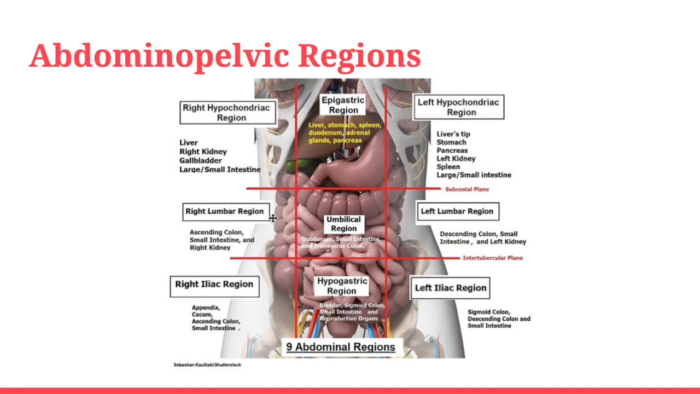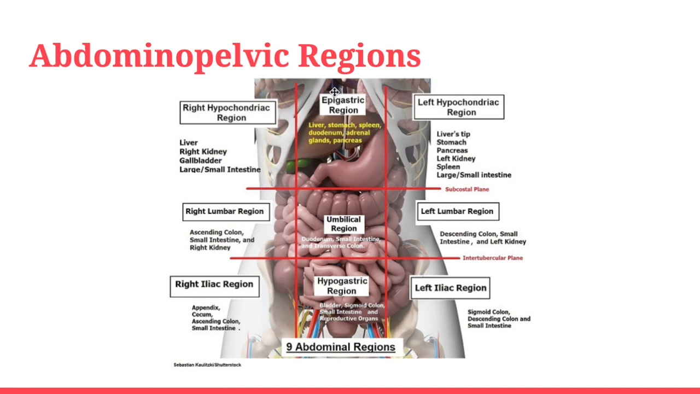The right lumbar region includes the ascending colon, which is this part right here, part of the small intestine, and the right kidney, which again would be back here. You can't see it. Right iliac is going to have the appendix, which you can kind of see hanging down here. The cecum, which is this part of the large intestine, part of the ascending colon, and part of the small intestine. So you can see the intestines take up a lot of room. They're listed in a lot of different regions.